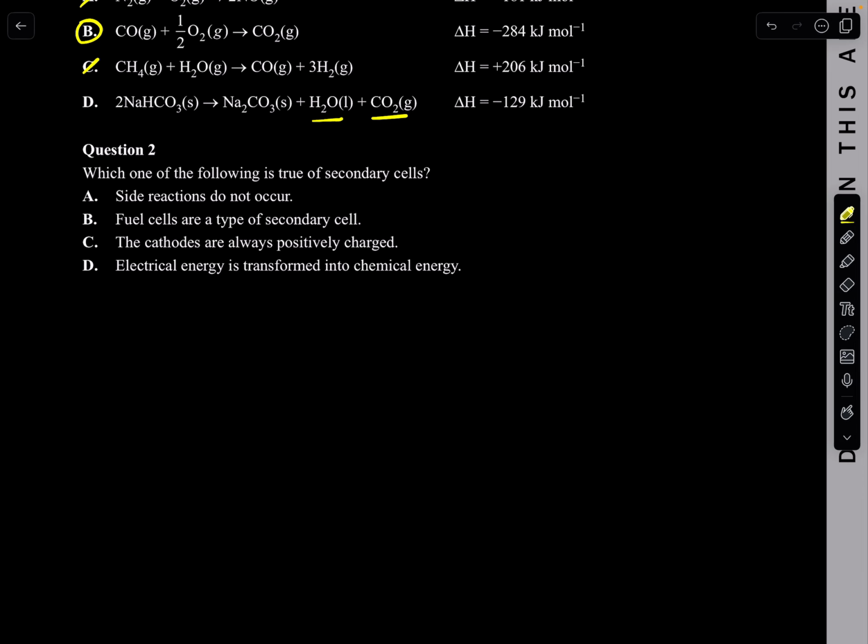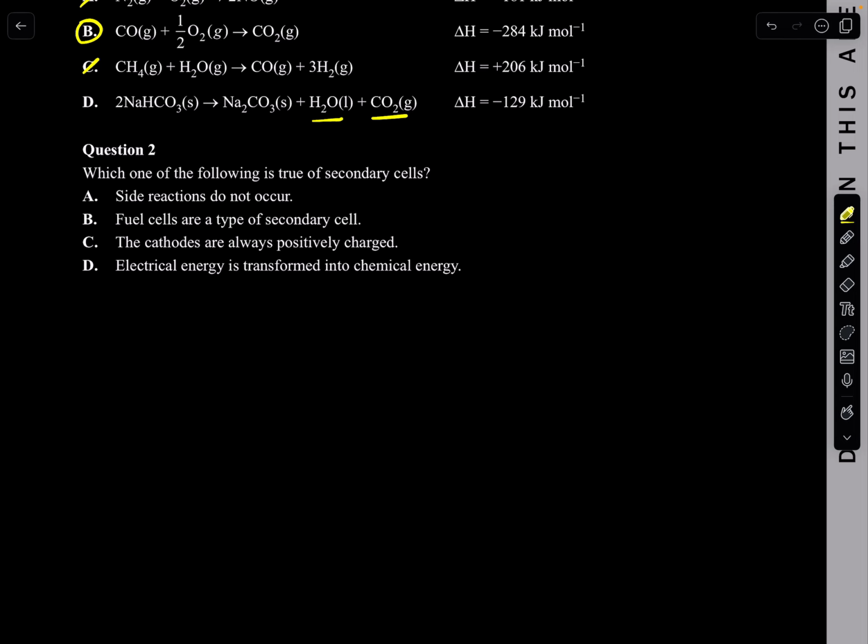Question 2. Which of the following is true about secondary cells? Remember, secondary cells are able to act as galvanic cells and electrolytic cells. A: Side reactions do not occur. Rubbish. Side reactions do occur. And that's why your batteries, for example for your phone charger, are actually secondary cells, because they can recharge and discharge.